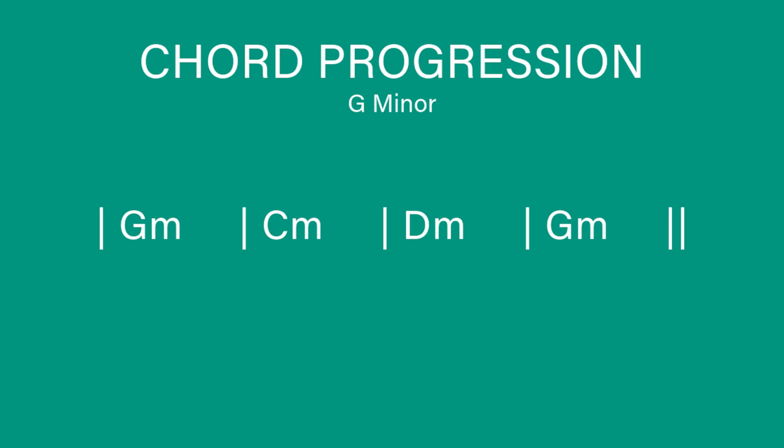Look at this chord progression. We've got a bar of G minor, a bar of C minor, a bar of D minor, and a bar of G minor, okay? It sounds like this.